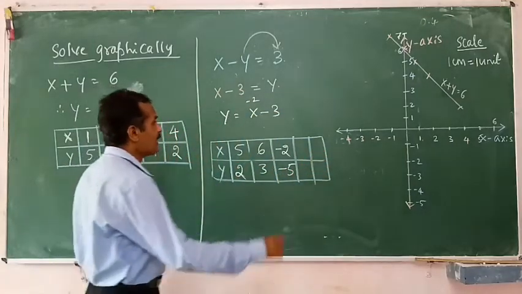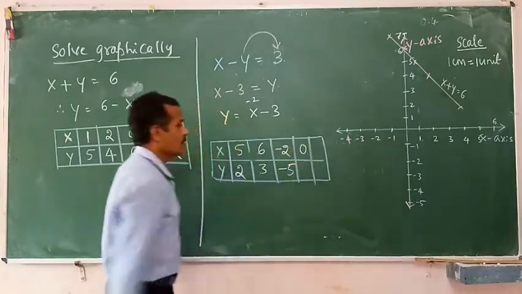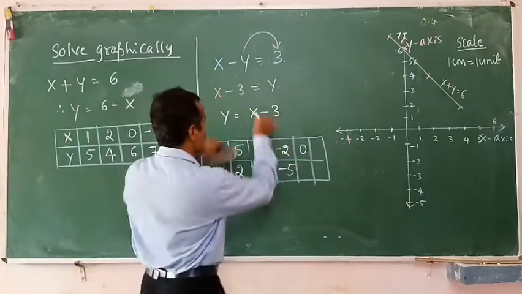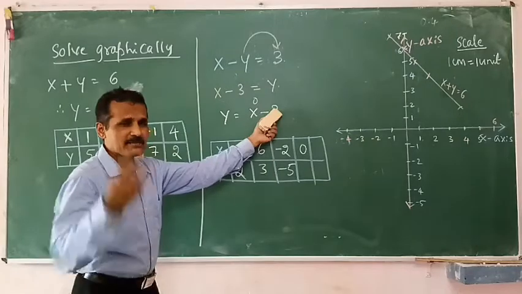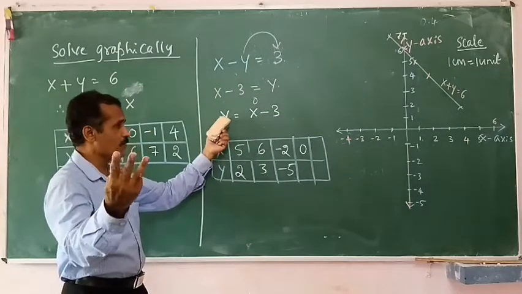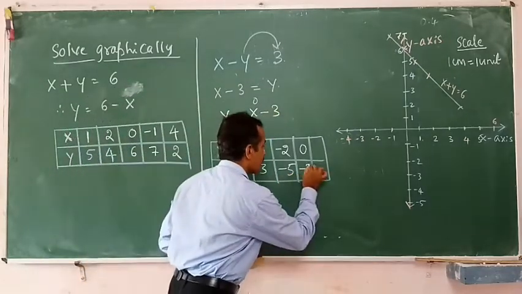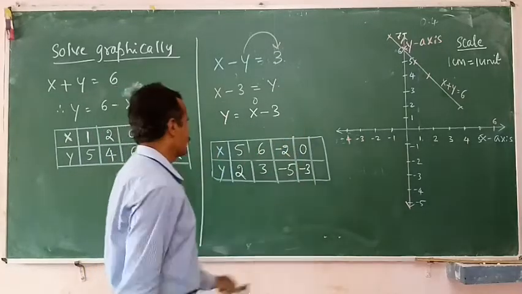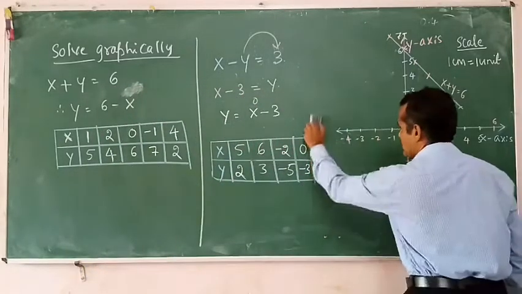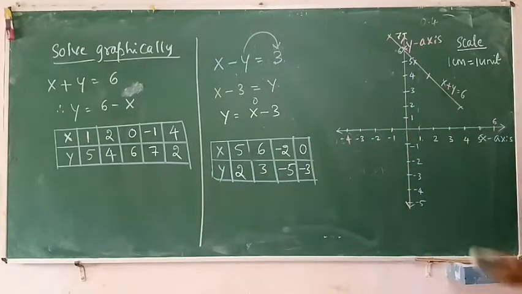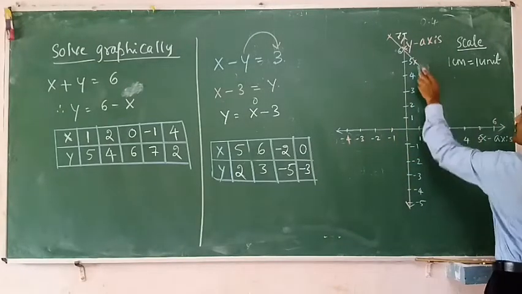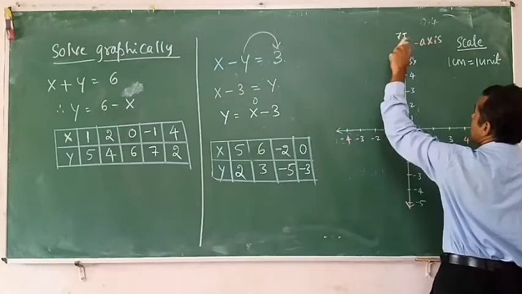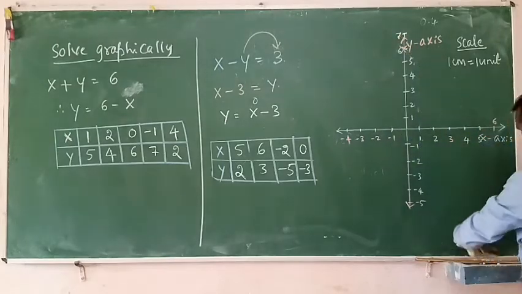Right? I can put x is equal to 0. X is equal to 0, 0 minus 3 is minus 3. That is the value of y. Y is equal to minus 3. I can put more x values, but these many values are sufficient for you. 4 values I have taken. Then these values I am going to represent in a graph paper.